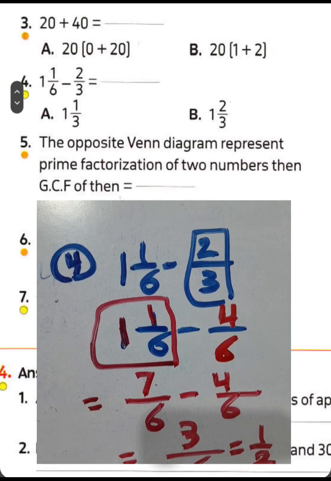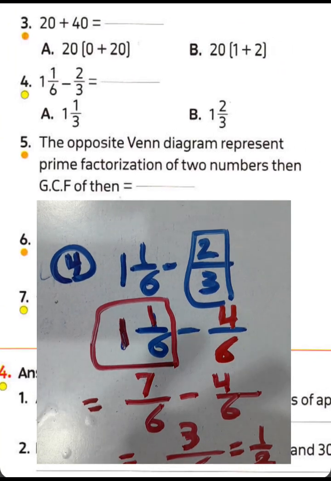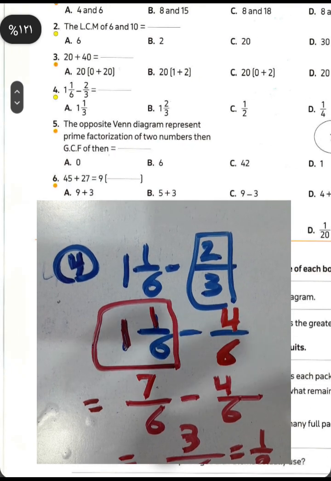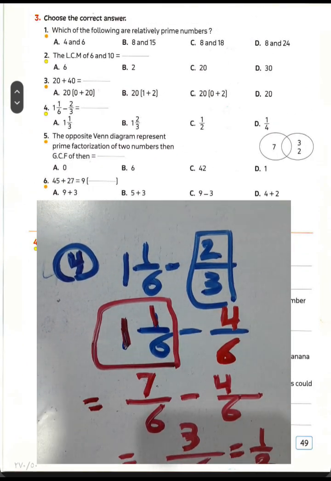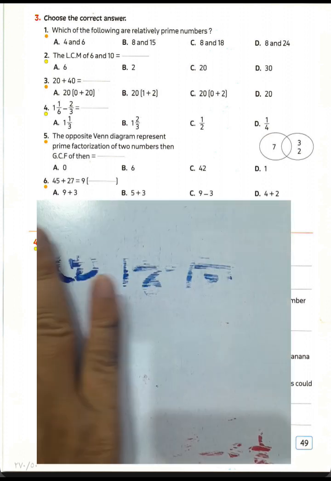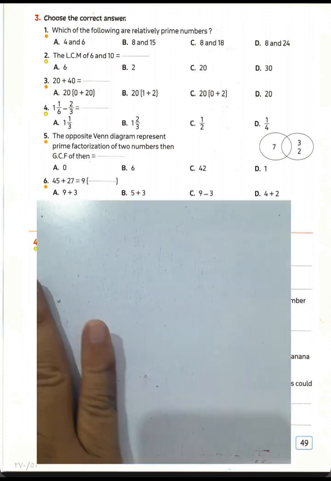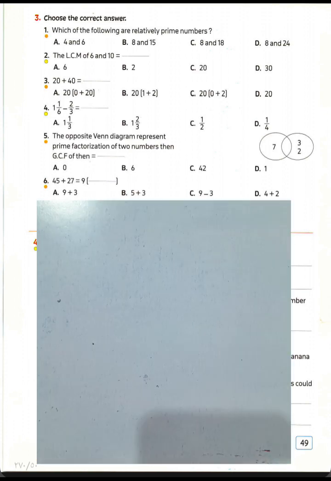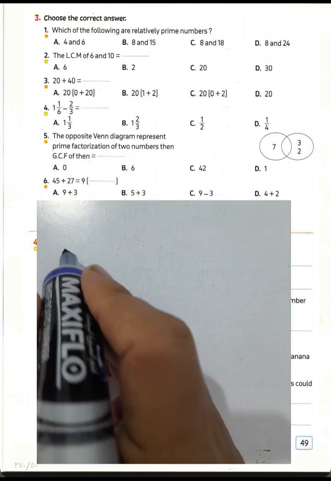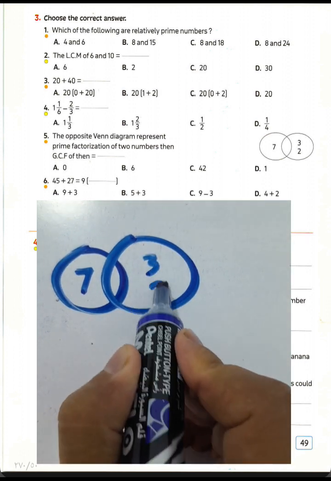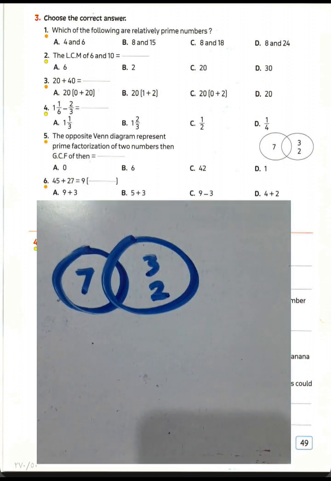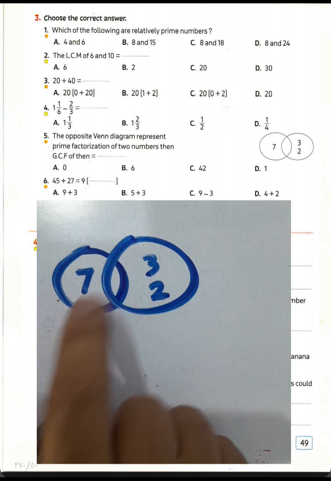Question number 5, the greatest common factor from the Venn diagram. Look at here. We have the Venn diagram here, and you want to find the greatest common factor between two numbers. The Venn diagram represents the prime factorization of two numbers. We have a circle here and another circle. We can write 7 here and 3 and 2. Who can tell me the greatest common factor? The greatest common factor will be 1.